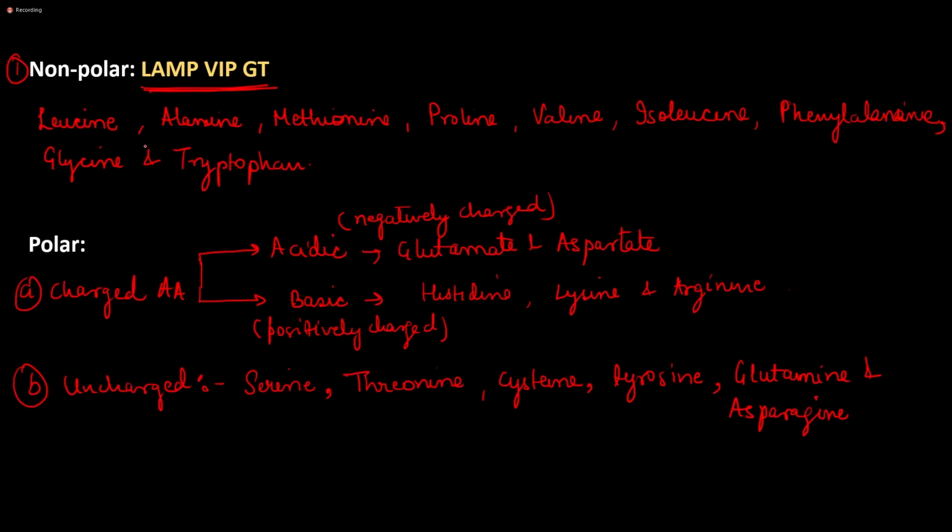So these are the examples of polar amino acids, and these are non-polar amino acids. Based on polarity, the amino acids are divided into two types, polar and non-polar. For non-polar, you can remember LAMP, VIP, and the remaining will be polar. So this is another type of classification based on polarity. Now, the last classification of amino acids is based on nutritional requirements. Based on nutritional requirements, the amino acids are divided into two types.